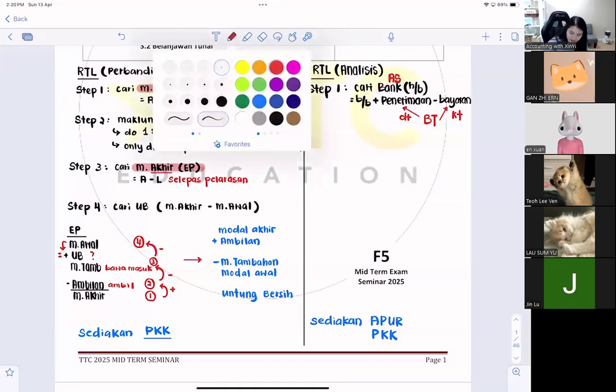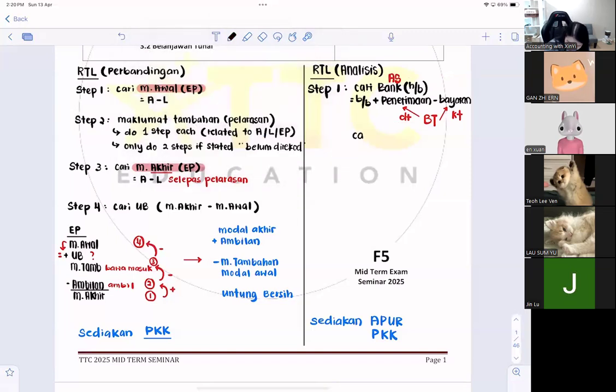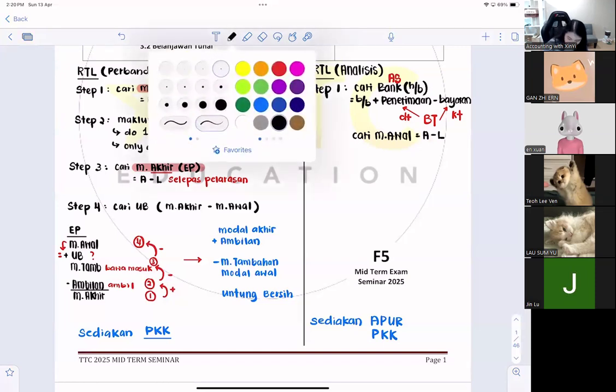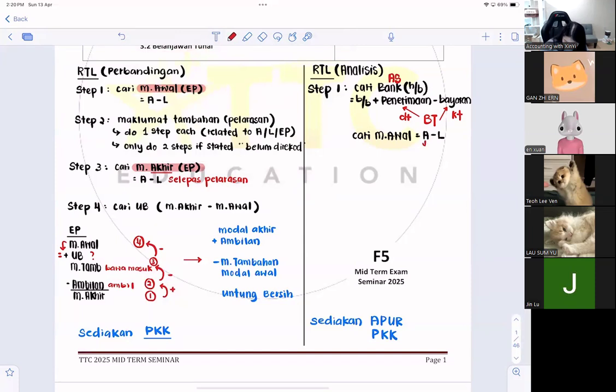Now, once you found the bank already, next we'll do something like the kaedah perbandingan. Cari model awal as first. So I would say it depends lah. If the question already give you, then you don't have to find model awal. Okay, so just leave it as it is. Asset tolak liability. Yeah, here just to give a bit of guideline, must include bank.